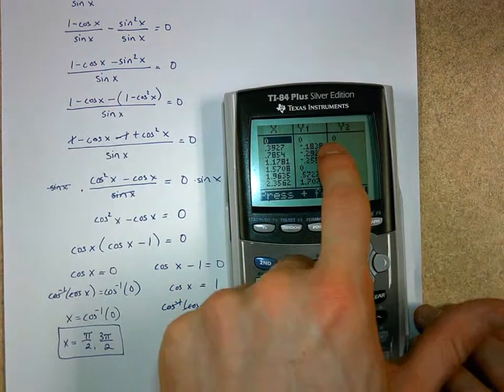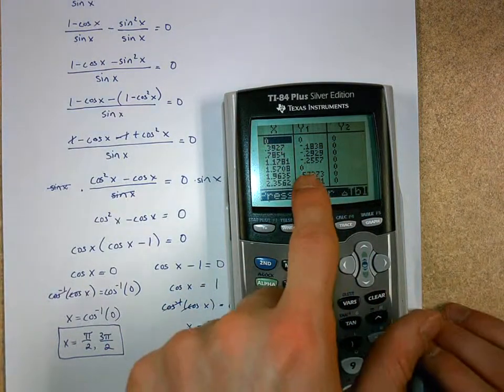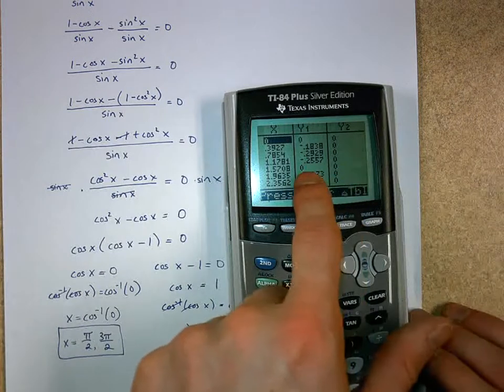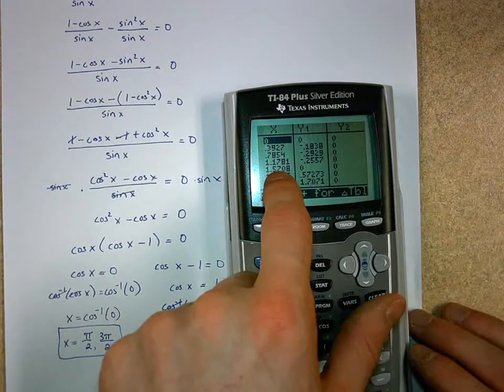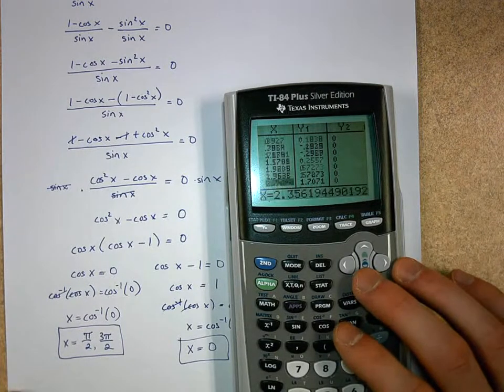So here at 0, y1 and y2 are both equal to 0, so 0 is one solution. Here I see y1 and y2 being equal, and that's 1.57, which is my pi over 2. If I scroll along, I should see another one at 3 pi over 2.